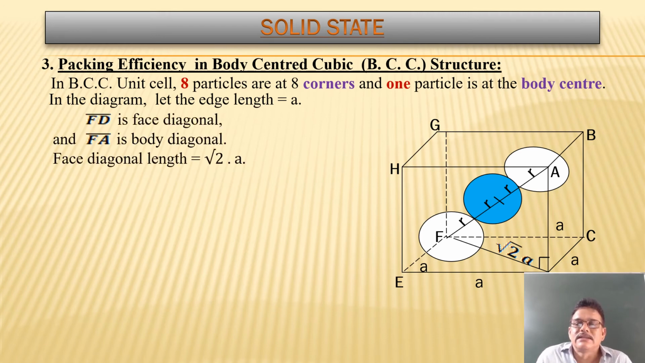In the diagram, FD is the face diagonal and FA is the body diagonal. We already calculated that face diagonal length as root 2 a. So FD is equal to root 2 a.